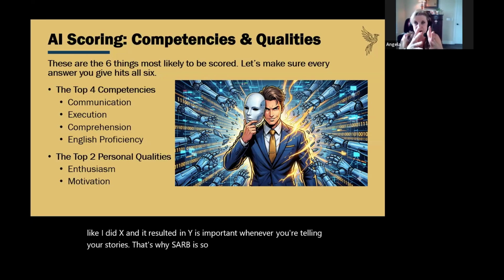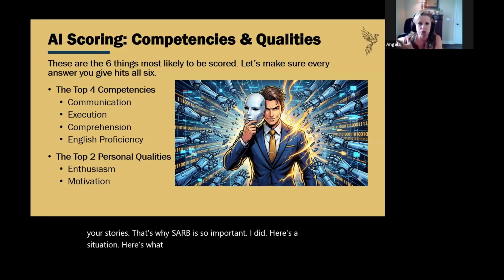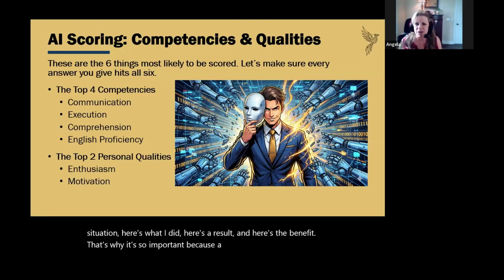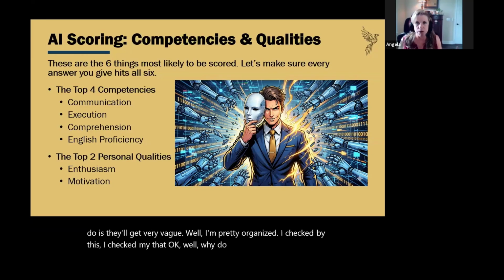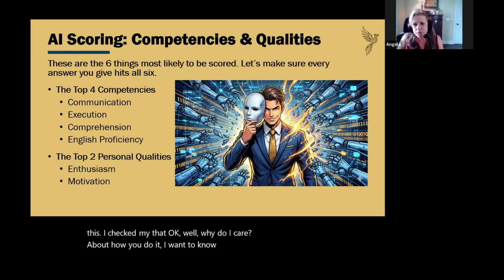Here's a situation, here's what I did, here's a result, and here's the benefit. That's why it's so important, because a lot of times what people will do is they'll get very vague. Well, I'm pretty organized. I check my this, I check my that. Okay, well, why do I care about how you do it? I want to know what the results are, right? So that's why execution is so important.